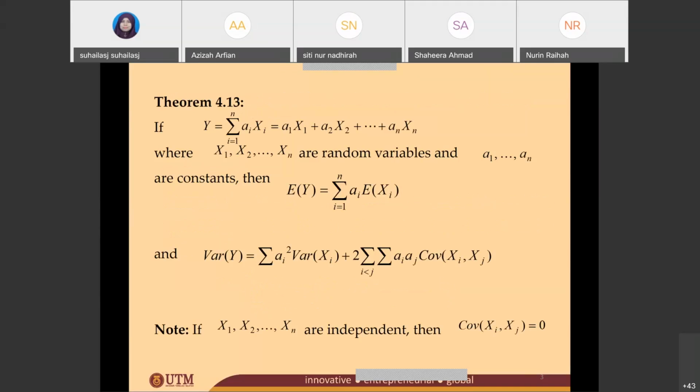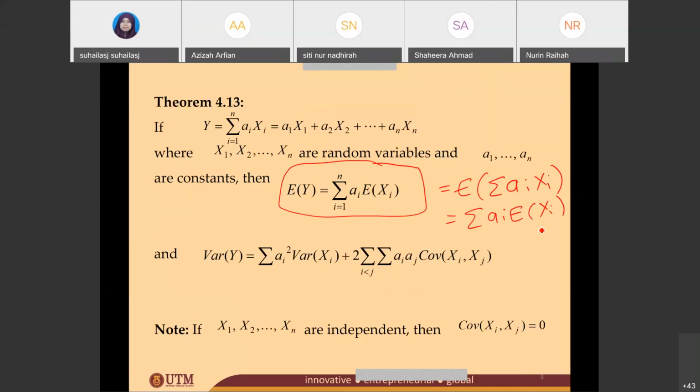So if you have your X1, X2, Xn are random variable, kalau nak dapatkan expected value, just simple je lah. Kamu akan ada expected value of Y equals summation ai expected value of Xi. So maksudnya kat sini kita ada expected value of summation ai Xi. Kalau ikut balik dia punya properties tu, is the same thing lah. Kalau ai kamu adalah constant, so ai expected value of Xi.